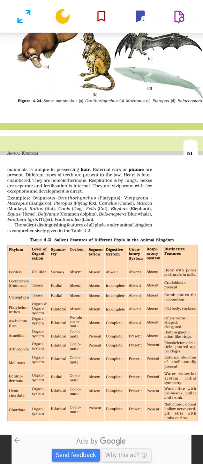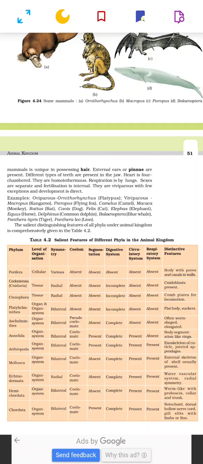Platyhelminthes have organ and organ system level of organization, bilateral symmetry, coelom absent, segmentation absent, digestive system incomplete, circulatory system absent, respiratory system absent, and the flat body and suckers are the most distinctive features. Aschelminthes phylum: organ system level of organization, bilateral symmetry, pseudocoelomate, segmentation absent, digestive system is complete, circulatory system absent, respiratory system absent. Distinctive features are that they are often worm shaped and elongated.